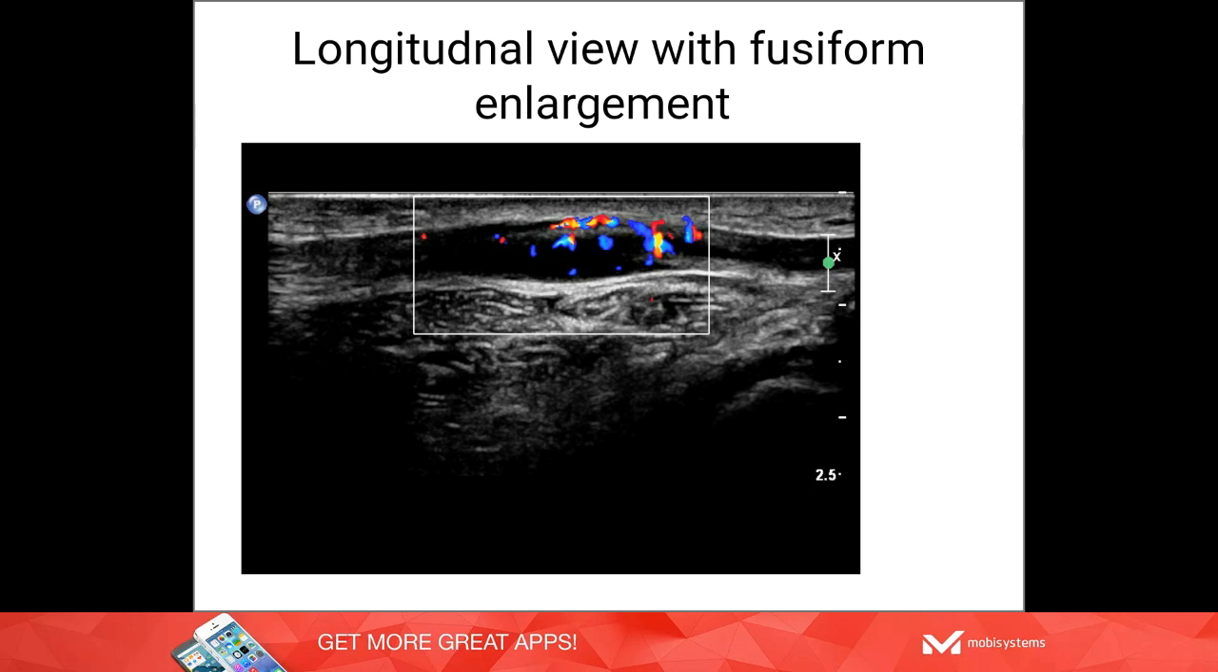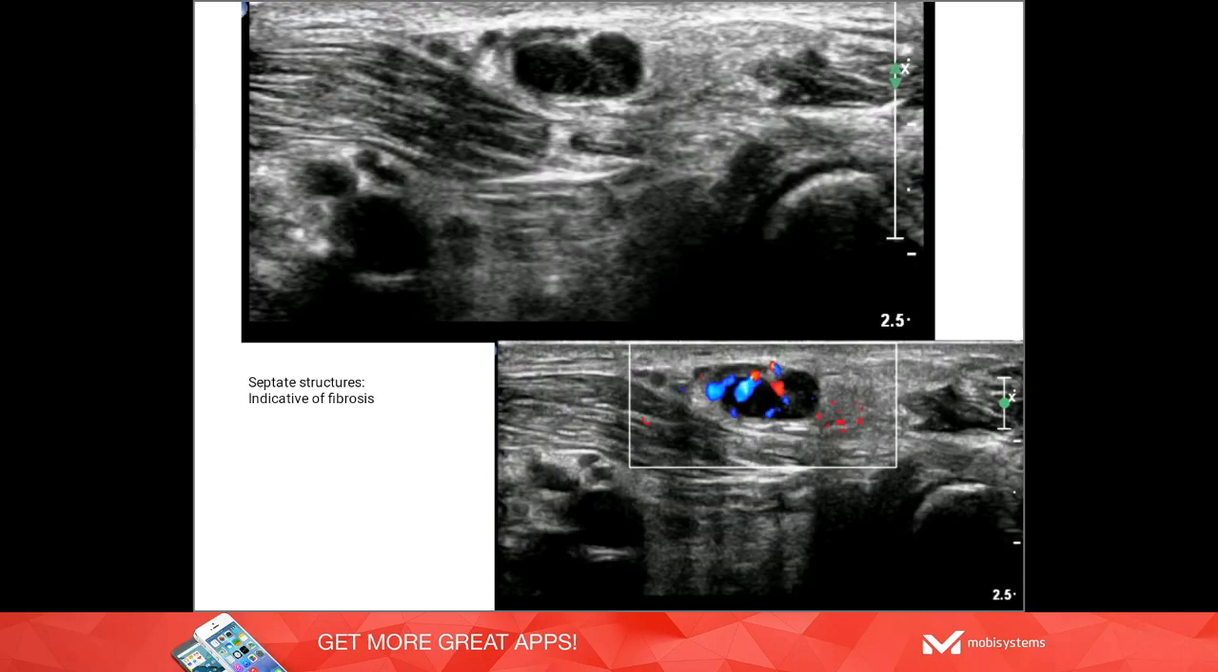Now, this is a longitudinal view of one of the nerves examined and found thickened clinically, and it shows hypoechogenicity with fusiform enlargement on longitudinal section. This is another thickened nerve with hypoechogenicity that we see, and increased vascular signals on Doppler, and some fibrous septae are also visible within the nerve, which is indicative of fibrosis on long-standing inflammation.